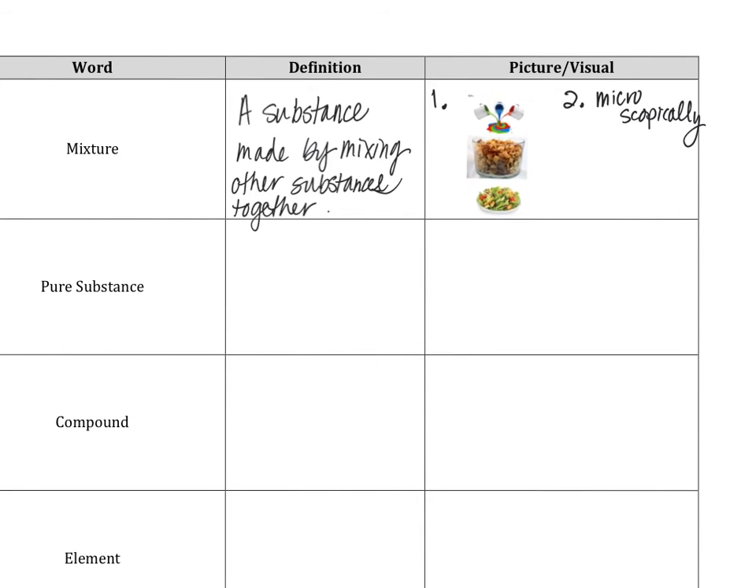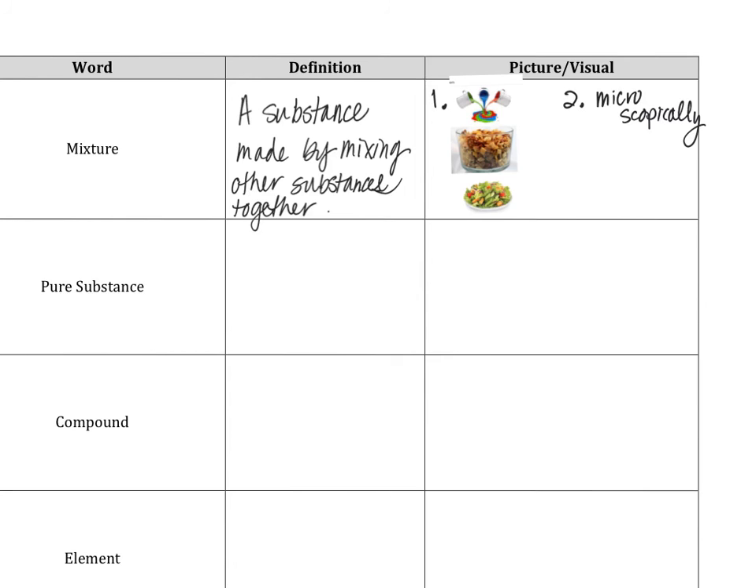So a mixture could be a nice fresh green salad. Could be Chex Mix, some of my favorite things, or a mixture can even be paint when you mix many different colors together. Once they're totally mixed and you can't tell the difference between all the colors, then obviously it wouldn't be a mixture. So I hope you get the idea of what I mean by what you see with your eye. And then we are going to add a picture of what you would see at the particulate level or the microscopic level.